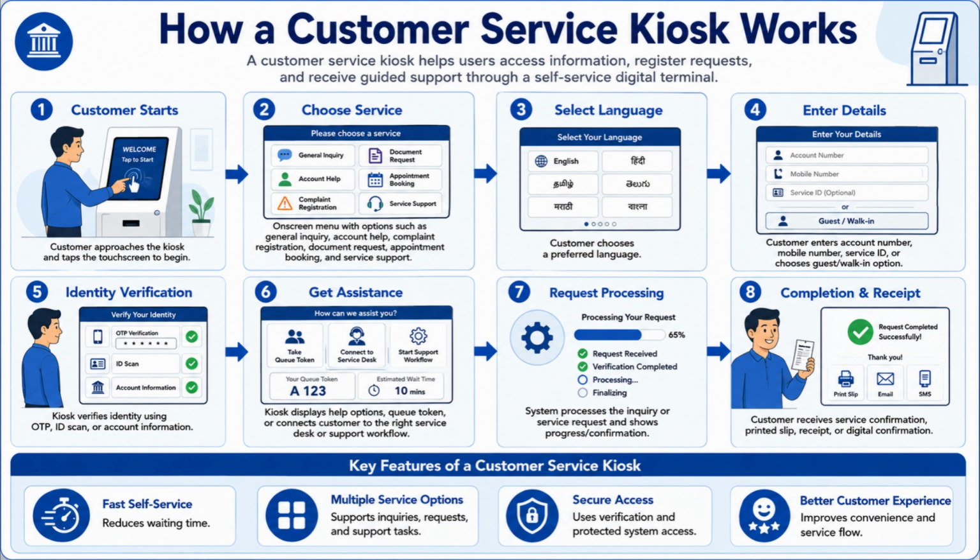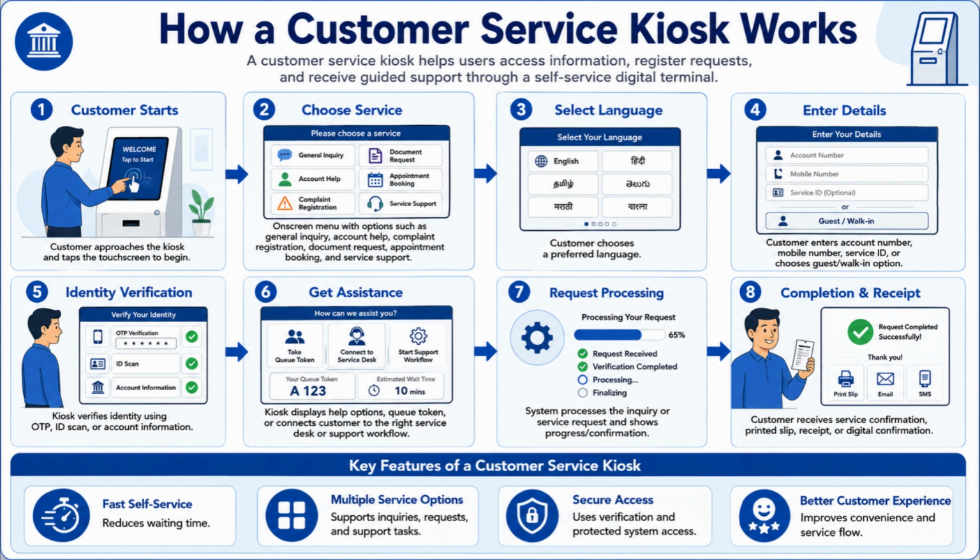First, the customer approaches the kiosk and taps the touchscreen to begin. The welcome screen appears and starts the service process. Next, the customer chooses the type of service needed from the on-screen menu. For example, the options may include general inquiry, account help, complaint registration, document request, appointment booking, or service support. This allows the system to understand what kind of help the customer is looking for.